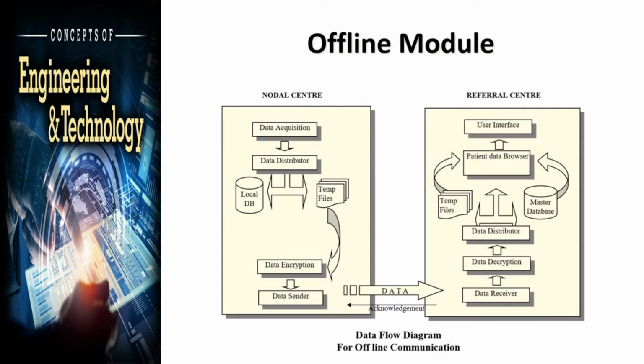So before transmission, they will be looking for the data encryption and all those things. Then you will be sending the information. At the end of the referral centers, we will be receiving all the information. The information will be decrypted and data distribution will be done. All the information will be stored in the master database. So when you look for the data, this is also available in the master database.